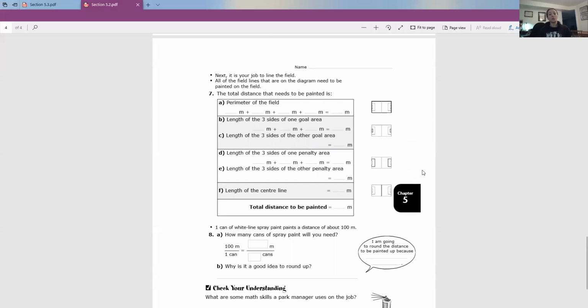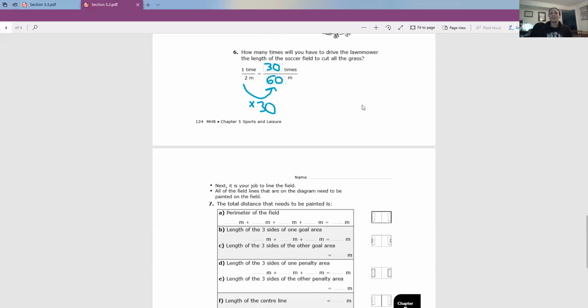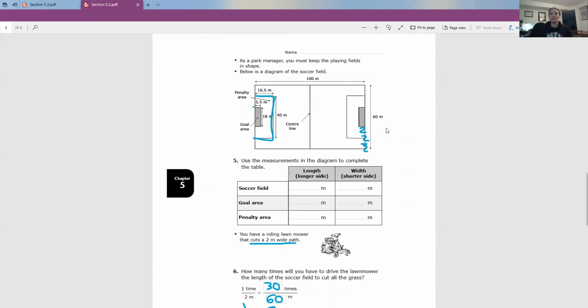Okay, now you have to pretend that you're going to be painting the lines on the field. So your job is to paint all of them. And if we're painting all the lines, we're going to need to know the distance just on the outside. So you're going to look at the perimeter of the whole field. So going up, if you go back, now you're going to need your diagram. So go back up here.